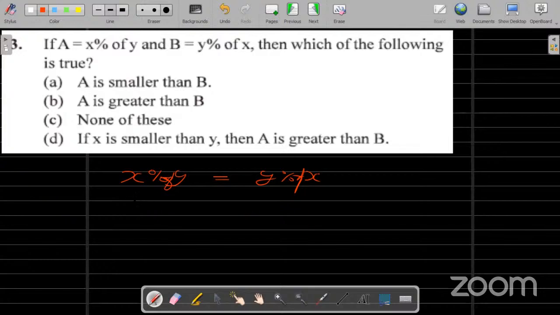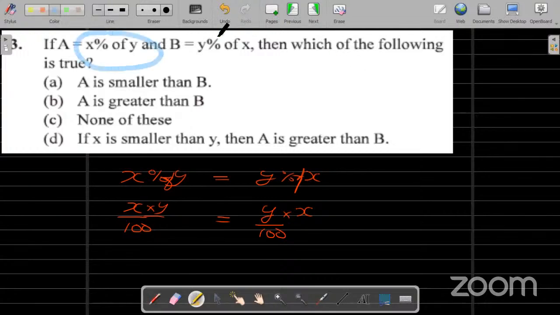Why? Because X% of Y means X by 100 into Y. That is X into Y by 100. And Y% of X will be Y by 100 into X. That also will be X into Y by 100. Y into X by 100 will be equal to X into Y by 100. So both these are same. X% of Y always will be equal to Y% of X.